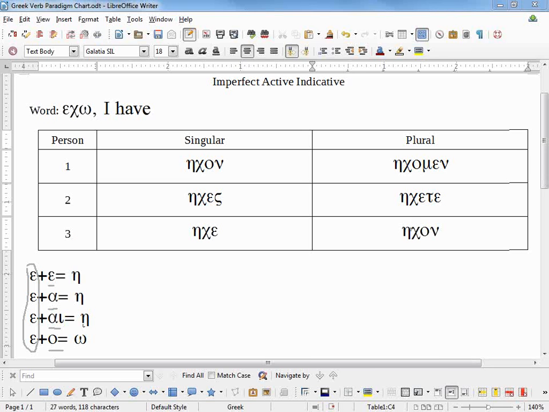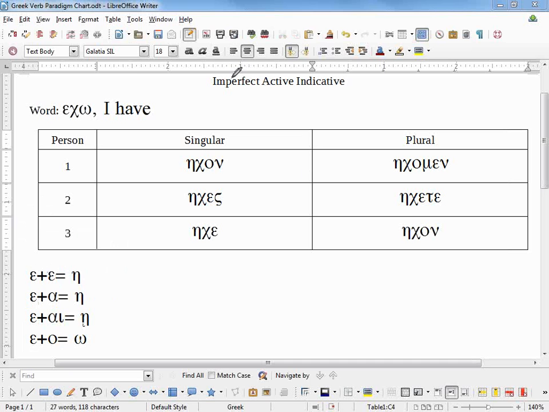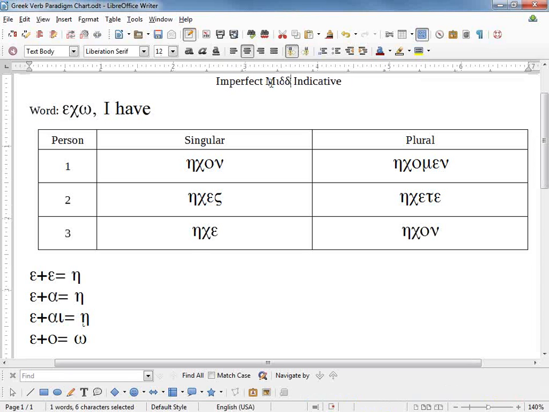Okay, so then let's continue on with the imperfect. I am going to erase everything here, and I'm going now to do the imperfect middle passive in Greek. The imperfect middle passive indicative, again, I will use the word luo, and that's in English, so I apologize for that. It doesn't mean I have, but I destroy, all right?